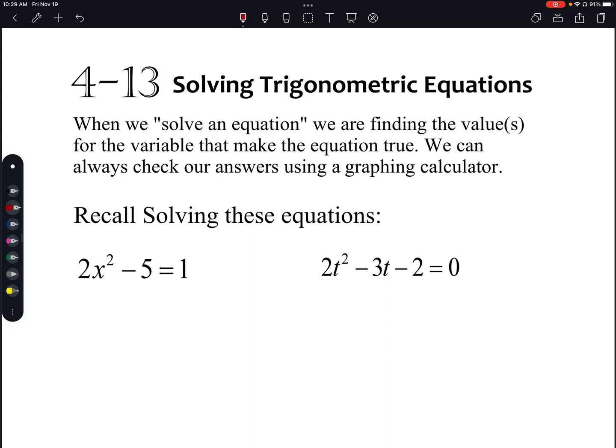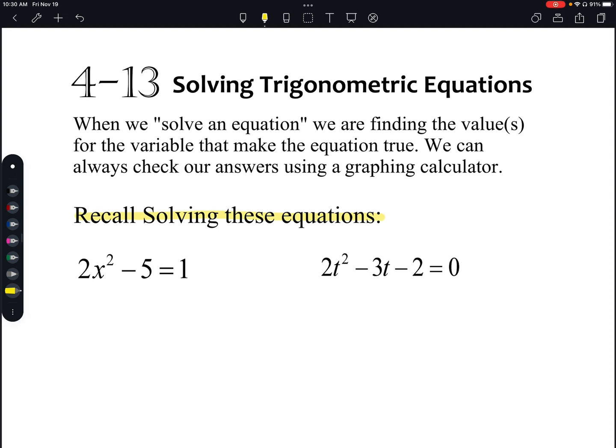Today we're going to look at solving trigonometric equations. This is something you may have done in the past a little bit. Today we're going to just talk about some approaches that you can take for solving these equations without the calculator, and we will look at some with the calculator. All right, so let's start out first of all just by recalling some methods for solving different kinds of equations.